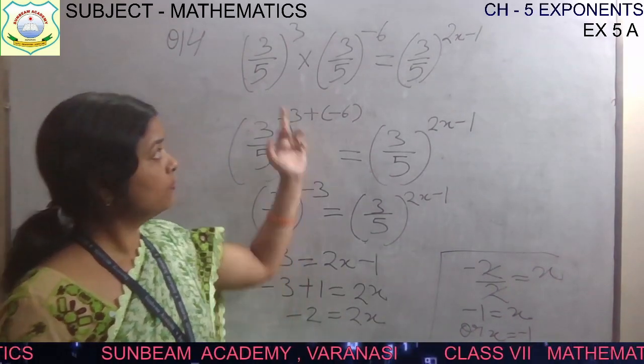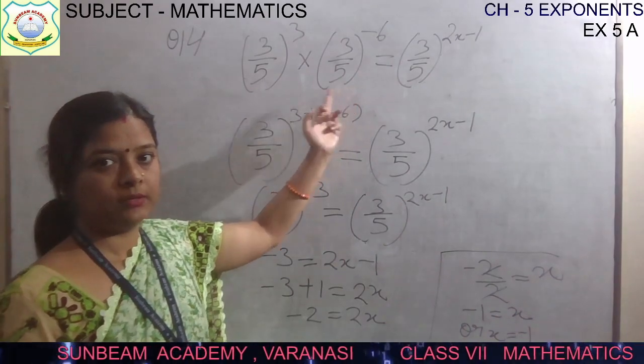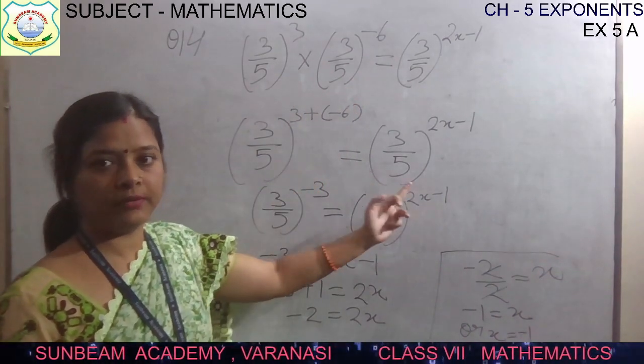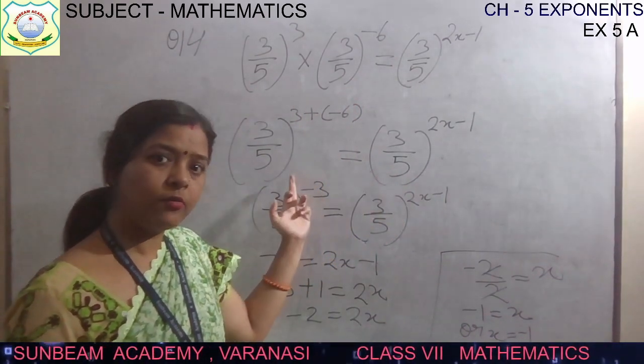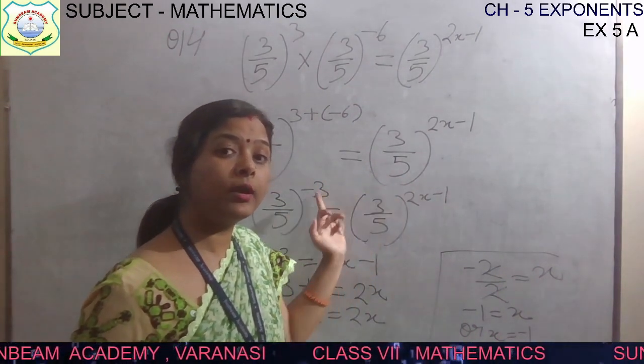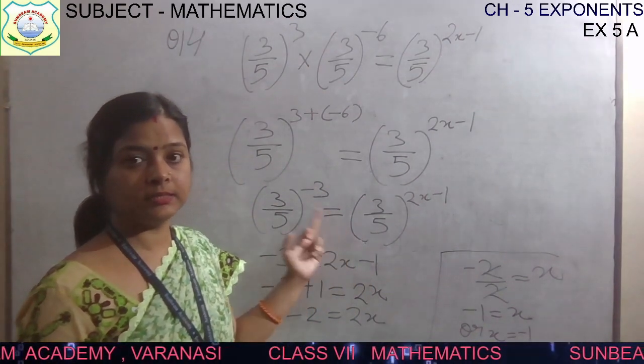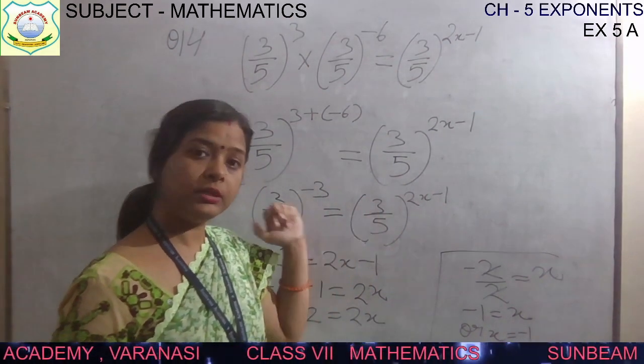ठीक है. So base are already equal in this question. 3 by 5 यहाँ पे, 3 by 5 यहाँ पे भी 3 by 5. Bases are already equal. So means their power should also be equal. क्यों equal होंगे? Because of the equality sign. Equality sign है, जितनी वैल्यू उधर है उतनी वैल्यू उधर होनी चाहिए.